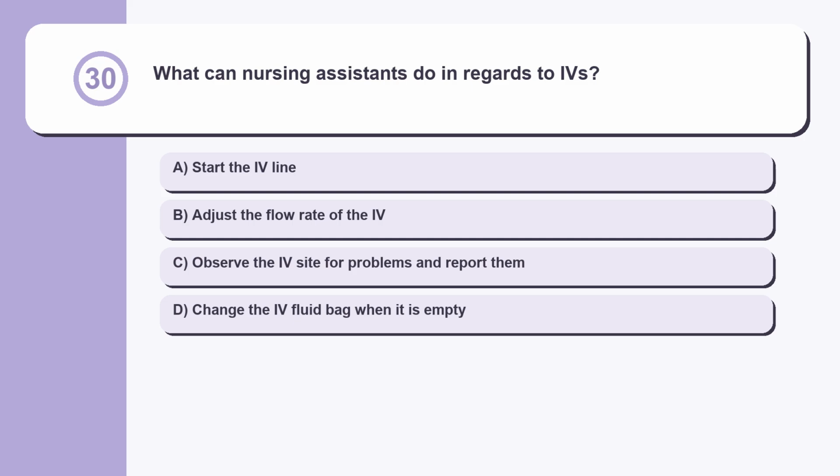Question 30. What can nursing assistants do in regards to IVs? Start the IV line. Adjust the flow rate of the IV. Observe the IV site for problems and report them. Change the IV fluid bag when it is empty.